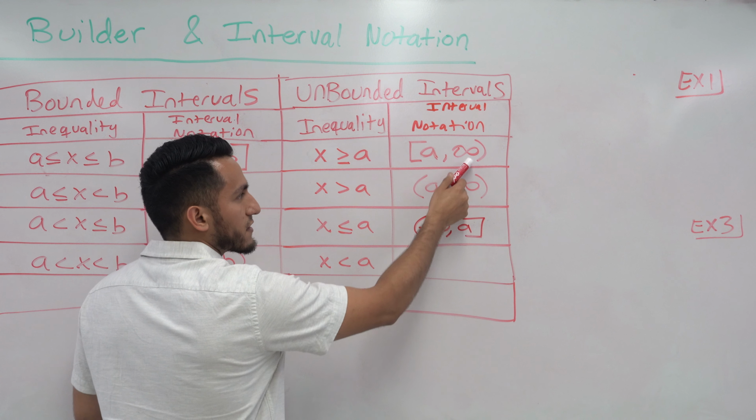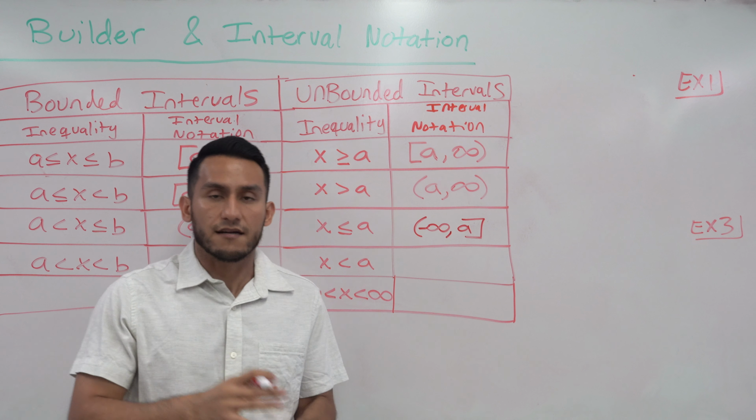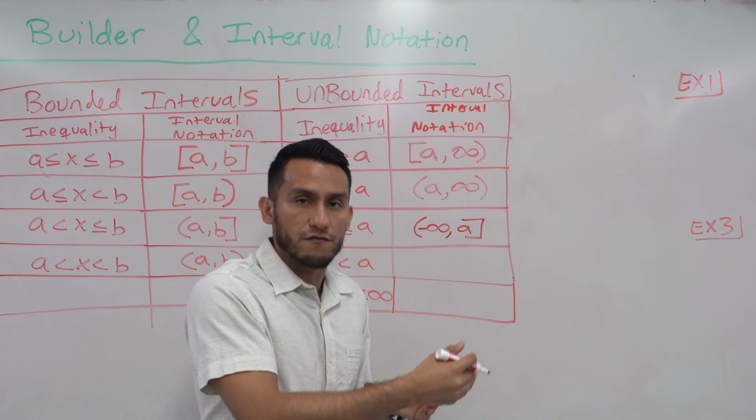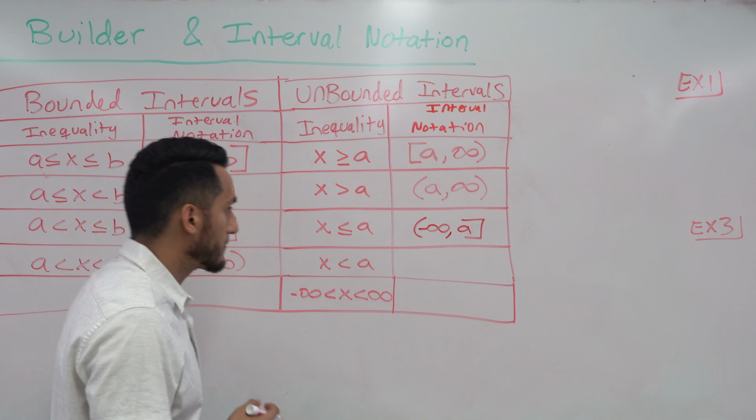Every time you have an infinity symbol, you always use parentheses, because infinity is not a number. It's a concept. You can imagine that you keep going forever. You cannot get to infinity. x cannot equal infinity. So you just keep going and going and going.